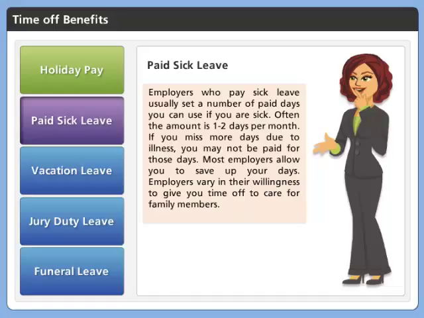Paid sick leave. Employers who pay sick leave usually set a number of paid days you can use if you are sick. Often the amount is 1 to 2 days per month. If you miss more days due to illness, you may not be paid for those days. Most employers allow you to save up your days. Employers vary in their willingness to give you time off to take care of family members.